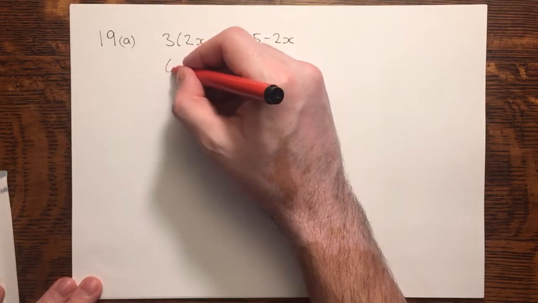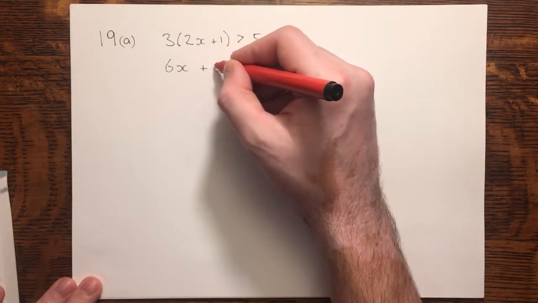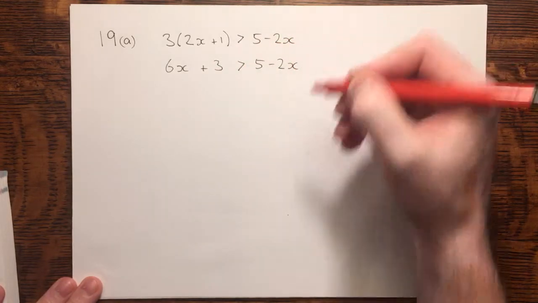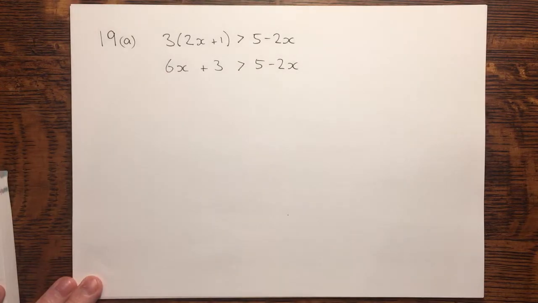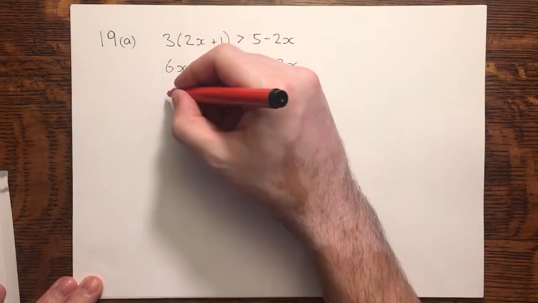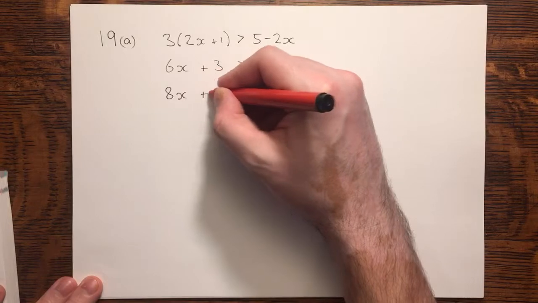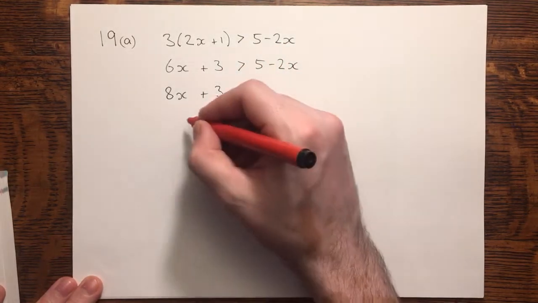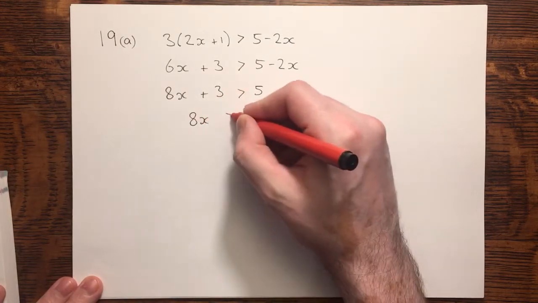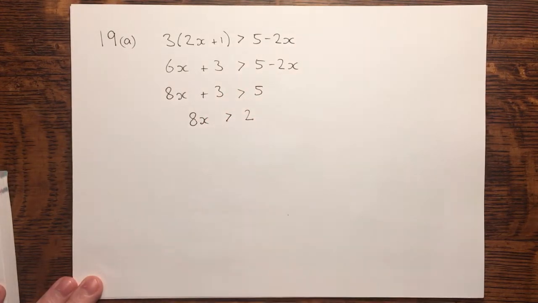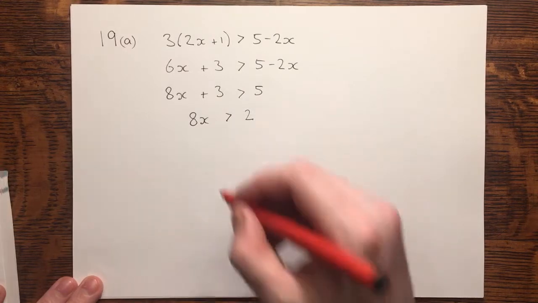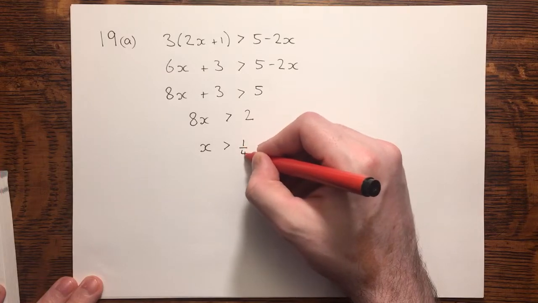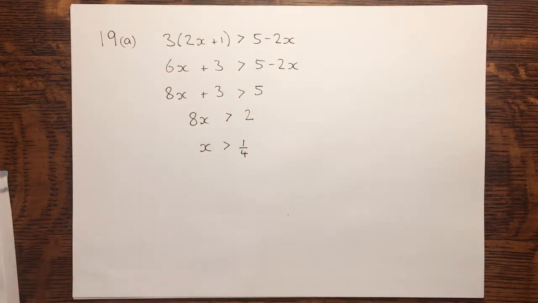Starting off by expanding the brackets, and then gathering terms on one side. If I add 2x to both sides, I get this. And if I subtract 3 from both sides, I get this. Dividing both sides by 2, 2 divided by 8 gives me a quarter, and therefore I know that x is greater than a quarter.